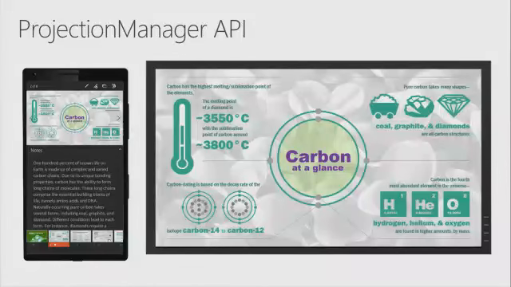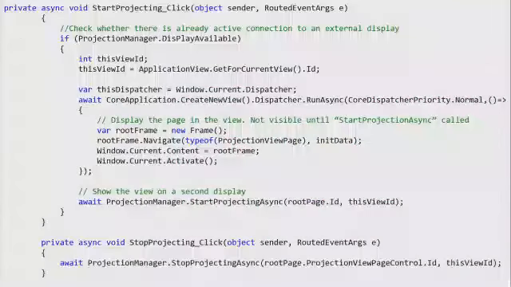Yes, we'll have our Continuum controller, but we don't want the user to have to leave your app to navigate what view you put out on the external screen. So let's take a look at how you would actually go about using the Projection Manager at a high level.